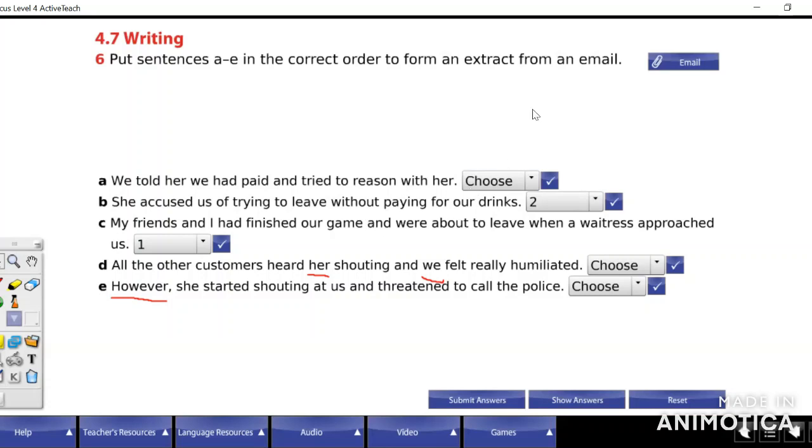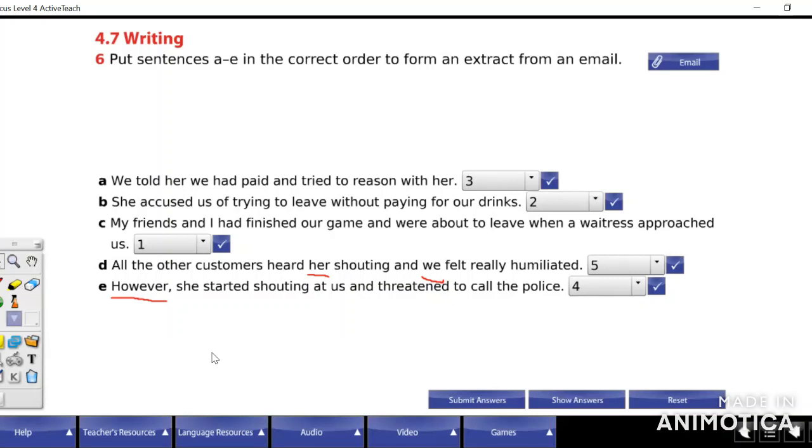We told her that we had paid and tried to reason with her. And then, well, there could be a reaction to this. Like I said, E implies a reaction. However, she started shouting at us and threatened to call the police. And then we look for one more sentence, and it's D: all the other customers heard her shouting and we felt really humiliated. There we go. That is a way to do this.